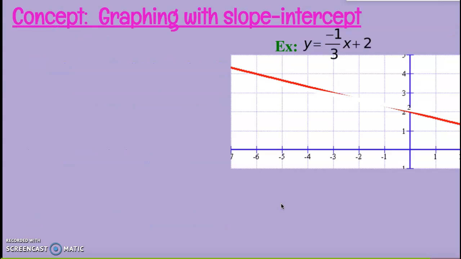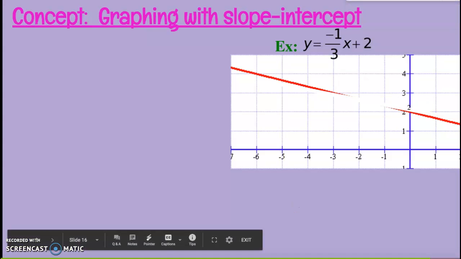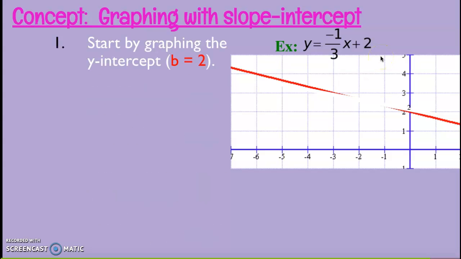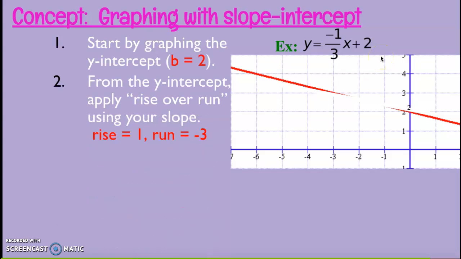Okay, so let's look at this graph. This is an equation in slope-intercept form, and we're going to graph it on a grid. So then we know that our slope is -1/3 and our y-intercept is 2. Okay, so we start at 2 and we put a dot on 2, which is right here.